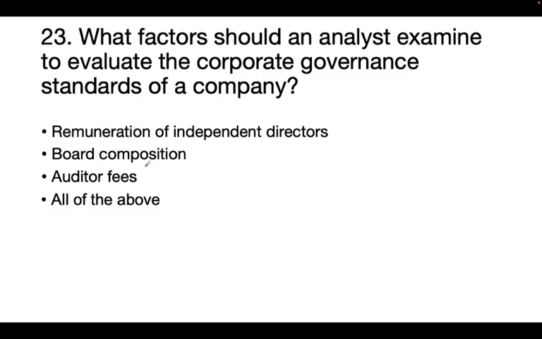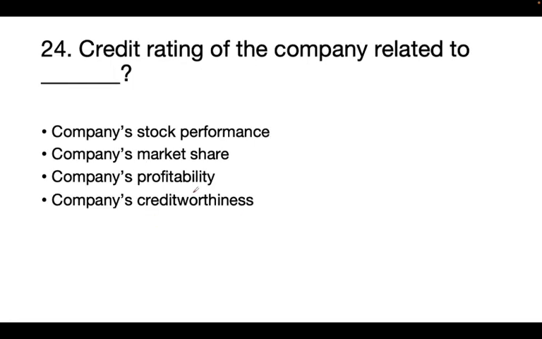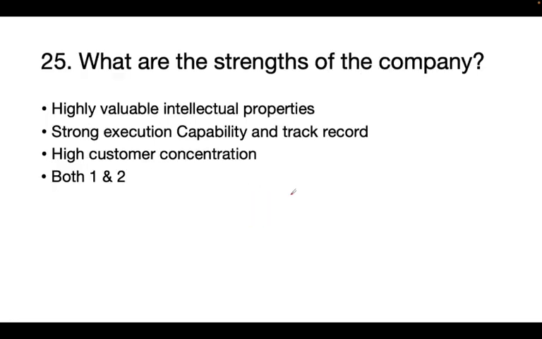Next question, what factors should an analyst examine to evaluate the corporate governance standards of a company? Options are remuneration of independent directors, board composition, auditors fees, all of the above. Answer is all of the above. Next question, credit rating of a company is related to company's stock performance, company's market share, company's profitability, company's credit worthiness. Answer is company's credit worthiness.